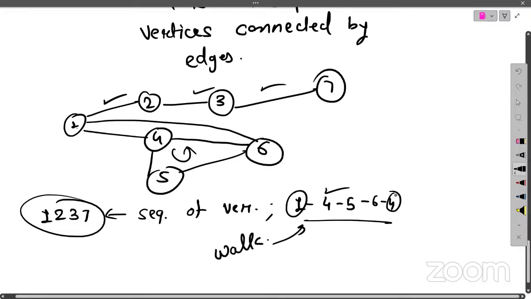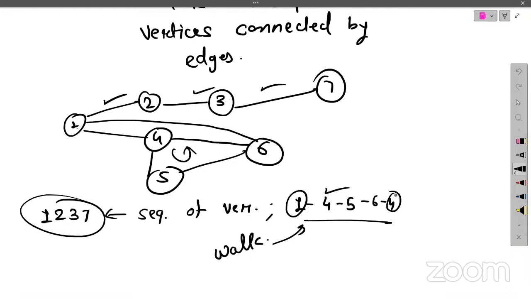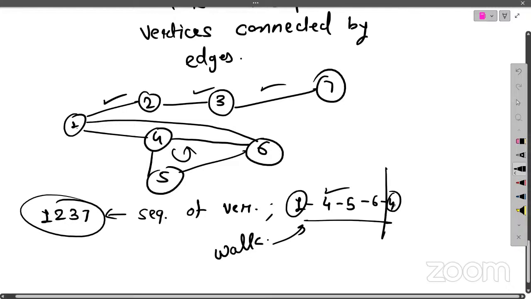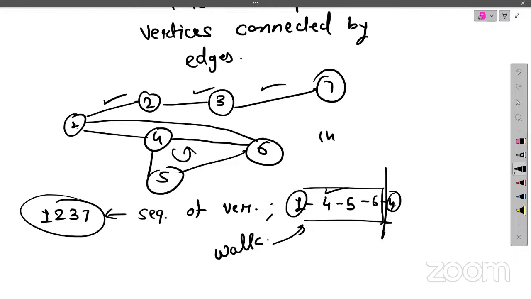But ma'am, can we say here that it's a path from 1 to 6 instead of 4? Yeah, if you break the sequence here, then this will be a path from 1 to 6. But you have to take only the sequence 1, 4, 5, 6. If you take 1, 4, 5, 6, 4, then this is not a path.